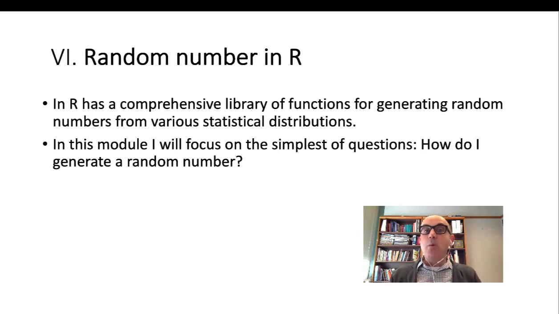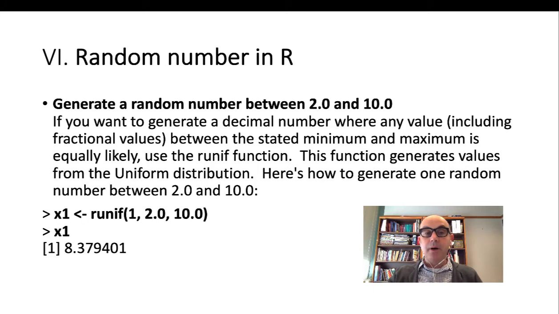R has a very comprehensive library of functions to generate random numbers. In this module, I will focus only on the simple form: how to generate a random number. In order to generate a random number, you're going to use the function called runif. You specify to R the premises of your idea and what it entails. In this case, I'm going to generate one random number between 2 and 10.